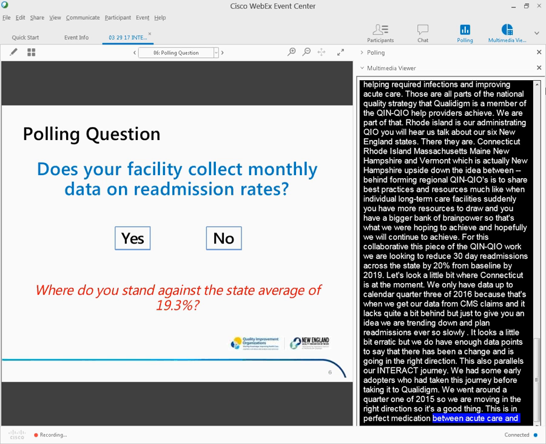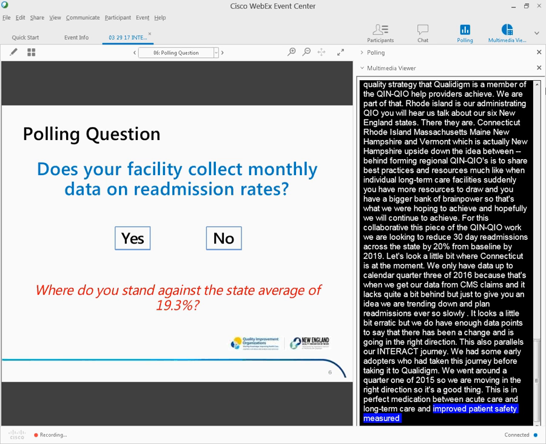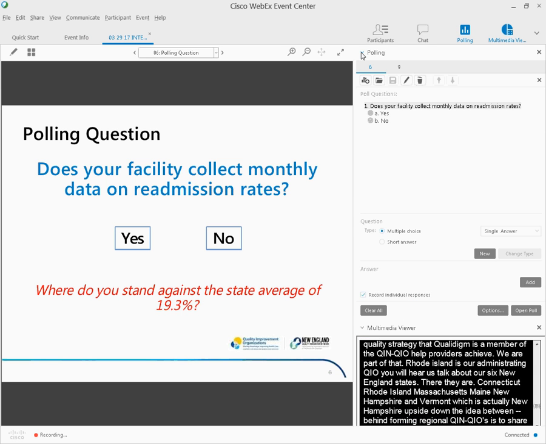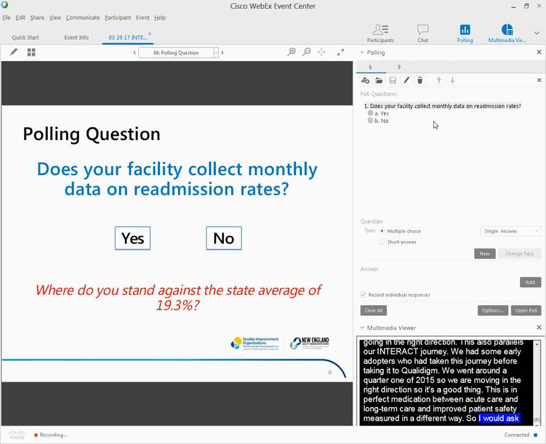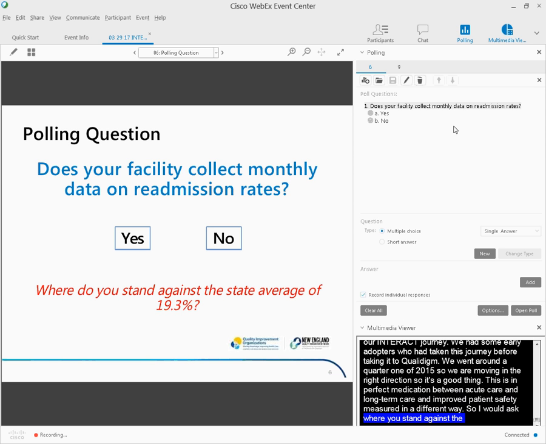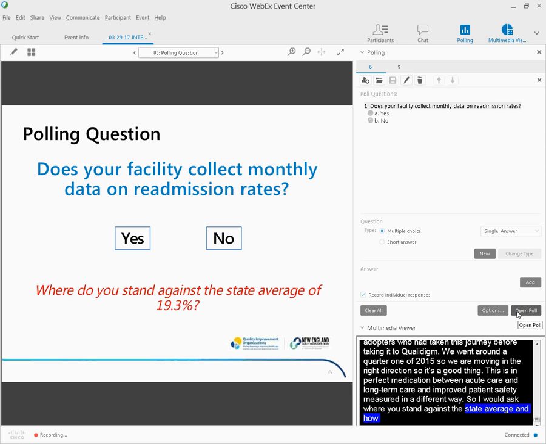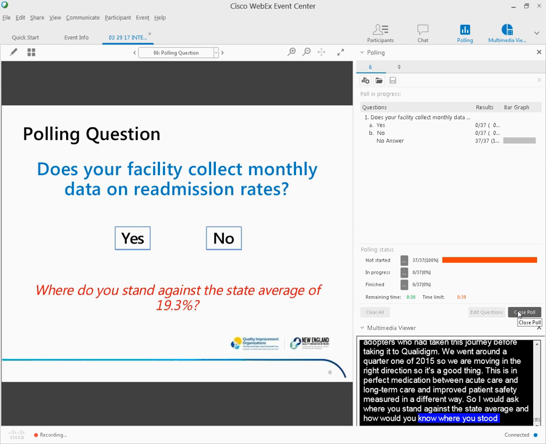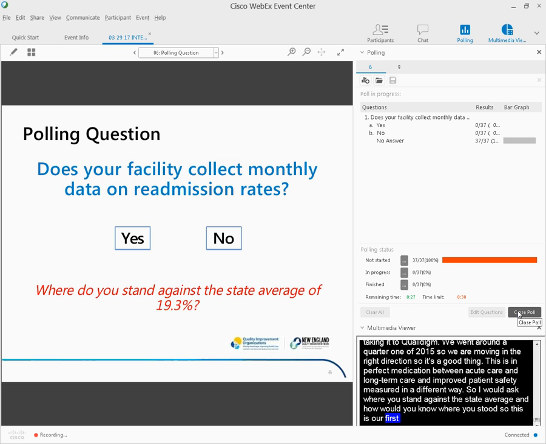All right, so I would ask, where do you stand against that state average of 19.3%? And how would you know where you stood? So this is our first polling question. Does your facility collect monthly data on readmission rates? And Olivia's going to tell you how to answer.